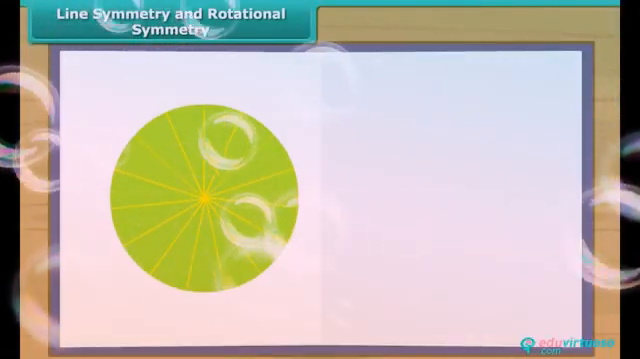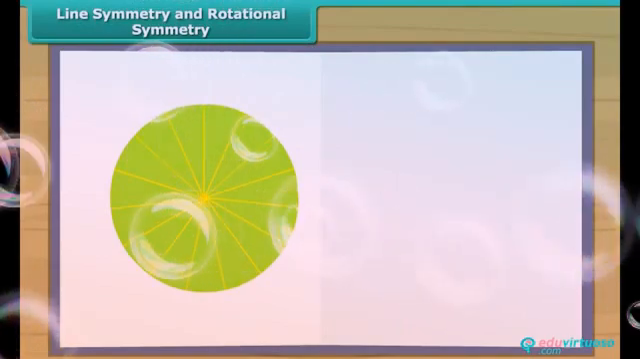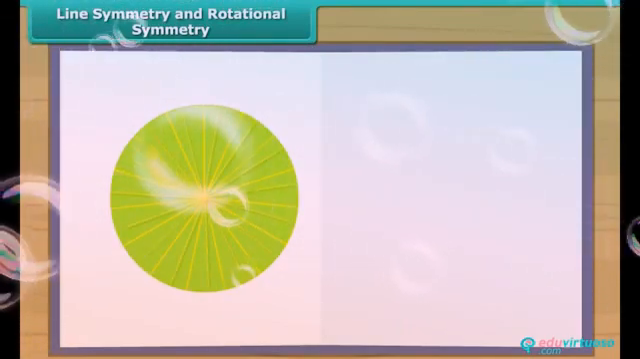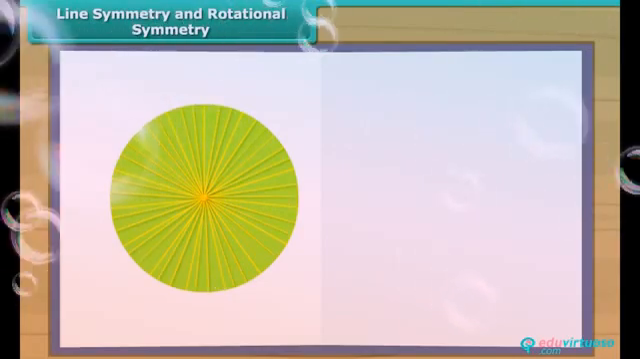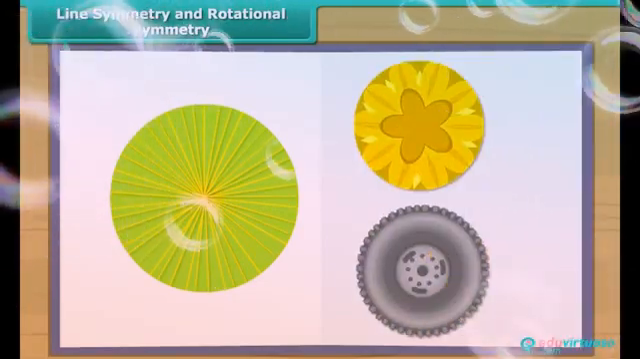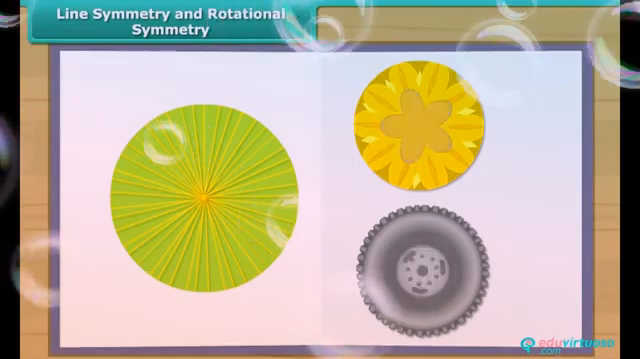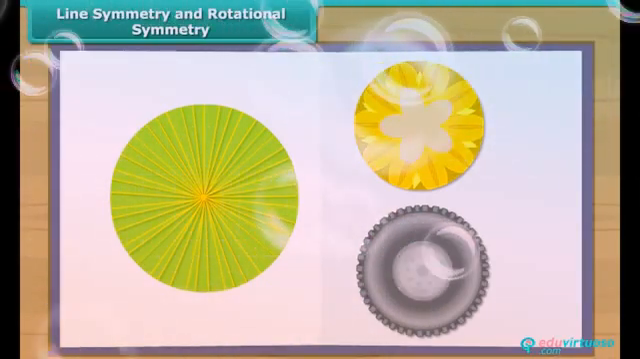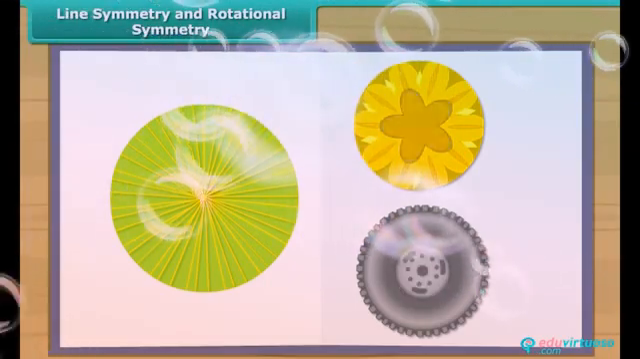It can be rotated around its center through any angle and at the same time, it has an unlimited number of lines of symmetry. Observe these circle patterns. Every line through the center forms a line of symmetry and has rotational symmetry around the center for every angle.